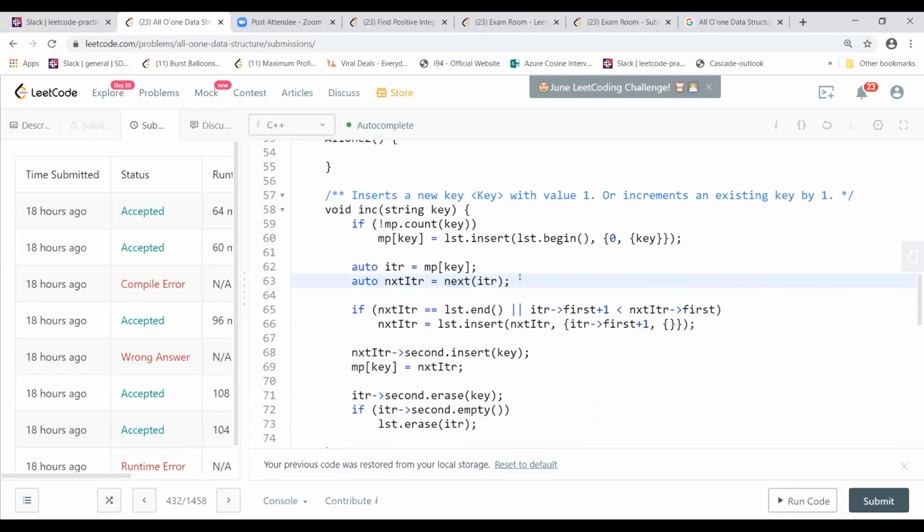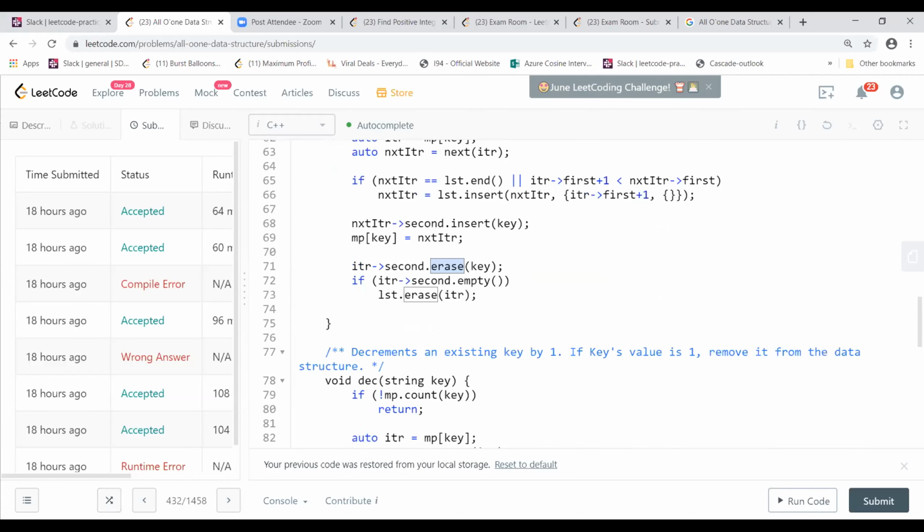So what is that next? When you have to increment a key, first you need to find out where that key is, correct? When you find that iterator position, you need to increment it. So you have to put it in the next bucket. For that, you need to find the next iterator. If you are able to find that next iterator, good. If not, then you have to create another bucket, and then insert this key. And then you erase the previous one because we want to move it. You don't want to keep a copy of the previous one. So that is this operation.